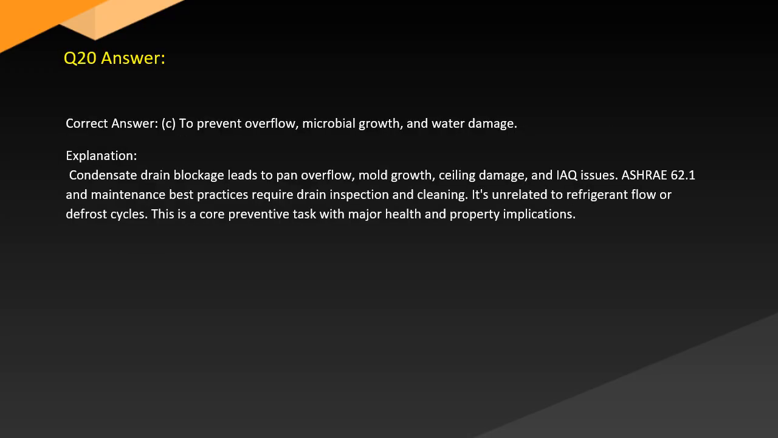Answer. Correct answer: C. To prevent overflow, microbial growth, and water damage. Explanation. Condensate drain blockage leads to pan overflow, mold growth, ceiling damage, and IAQ issues. ASHRAE 62.1 and maintenance best practices require drain inspection and cleaning. It's unrelated to refrigerant flow or defrost cycles. This is a core preventive task with major health and property implications.